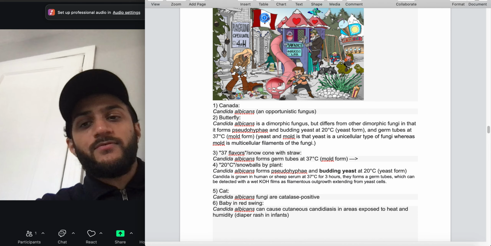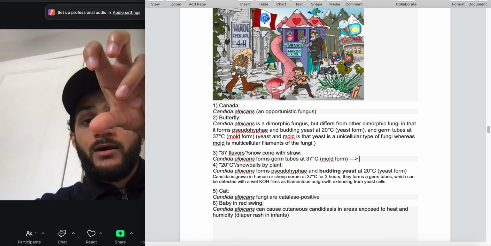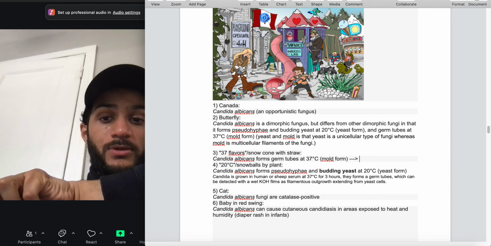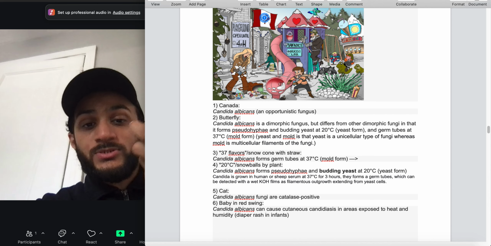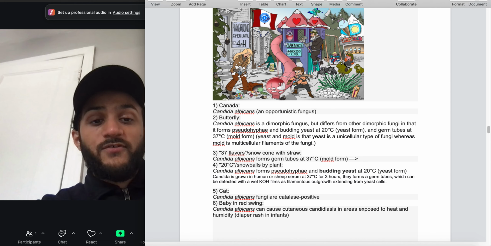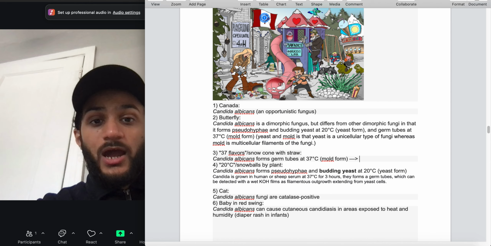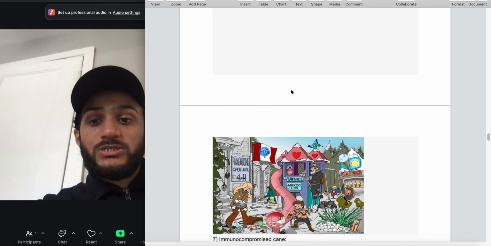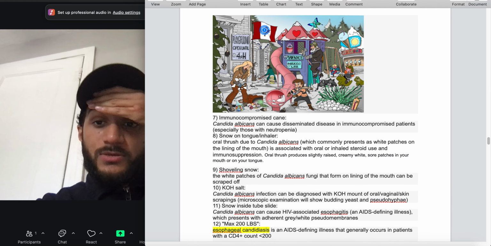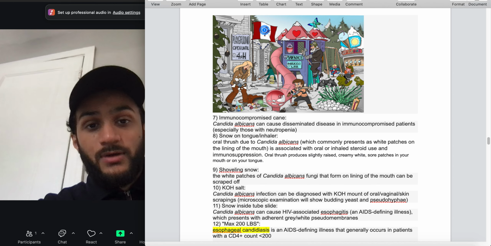You can see 37 degrees, fever, it means in the heat, it's going to make molds, which is going to be your germ tubes. And then we can see 20-degree balls, which is going to be pseudohyphae and budding yeast at 20 degrees. We can see the cat over there. We can see the diaper over there, which is going to be diaper rash. Then we can see that he's shoving off the snow, which is going to be oral mucocutaneous candidiasis, potassium hydroxide.